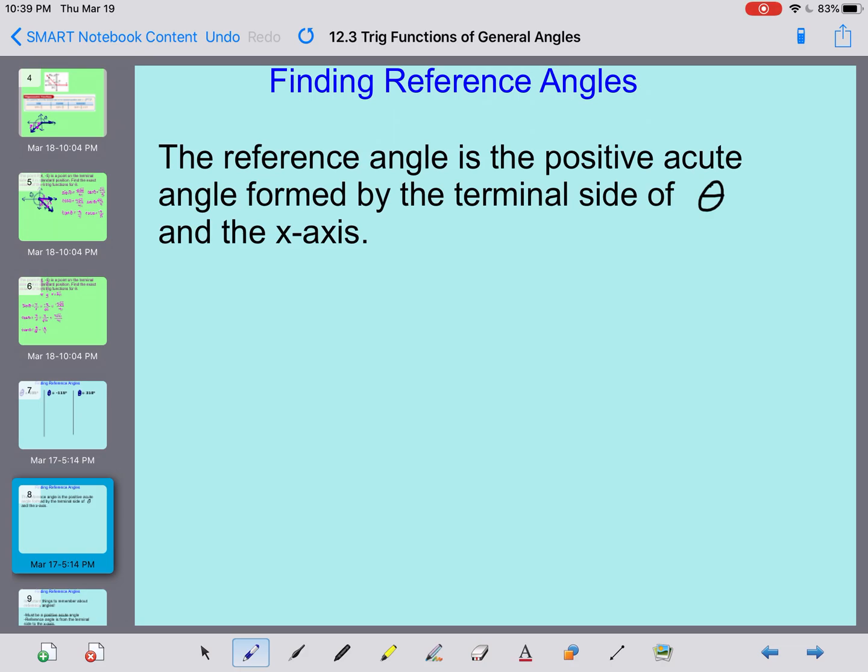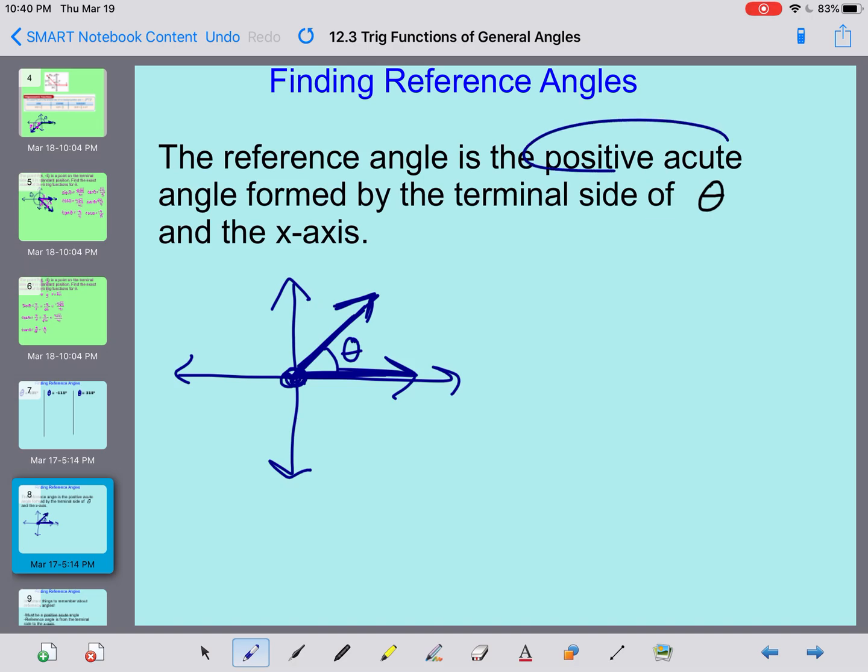Here's the definition. The reference angle is the positive acute angle formed by the terminal side of theta and the x-axis. It's a lot of words, but let's just draw a picture and talk about it. So if we have an angle, here's my initial side, and then we're going to stay in quadrant 1. Here's my terminal side. Here's theta. The reference angle is the positive acute angle. So it has to be a positive number, and it has to be a number between 0 and 90. That's all that means. Positive and between 0 through 90 degrees.